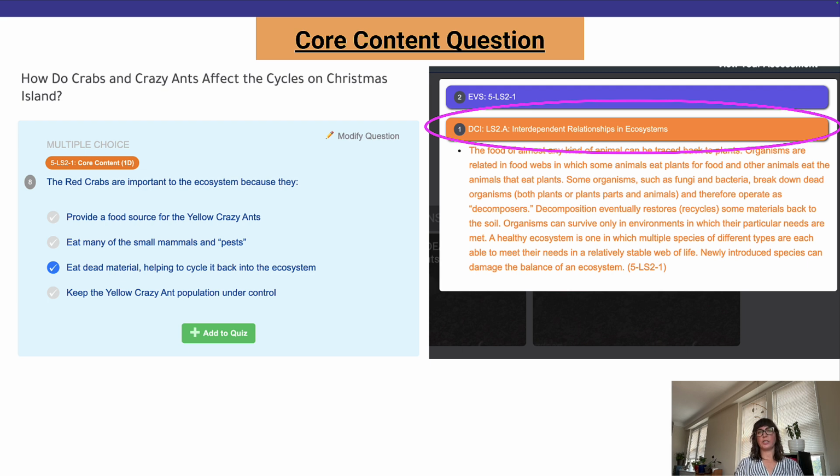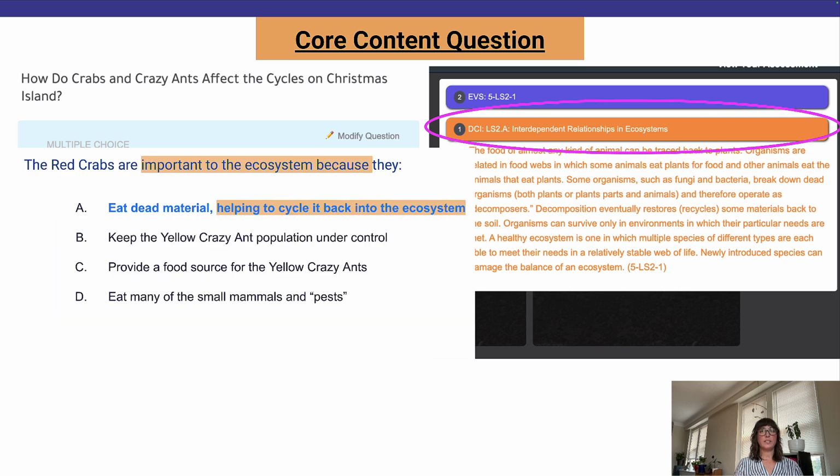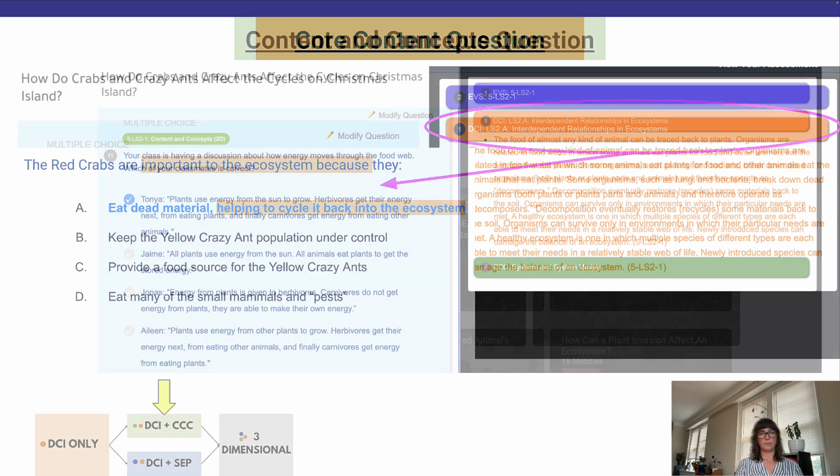When we take a closer look at the prompt, which asks students to identify why the red crabs are important to the Christmas Island ecosystem, we can see that students cannot answer correctly without accessing their knowledge about the different roles organisms play in ecosystems, to come to the conclusion that crabs cycle nutrients and energy back into the ecosystem due to their role as decomposers.